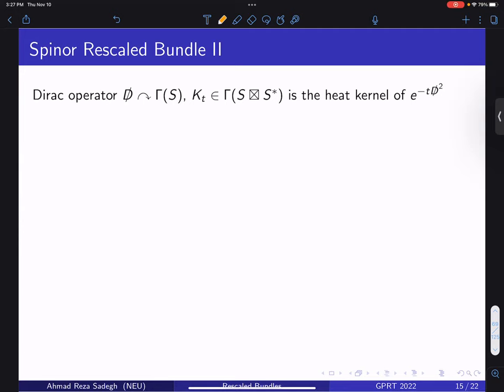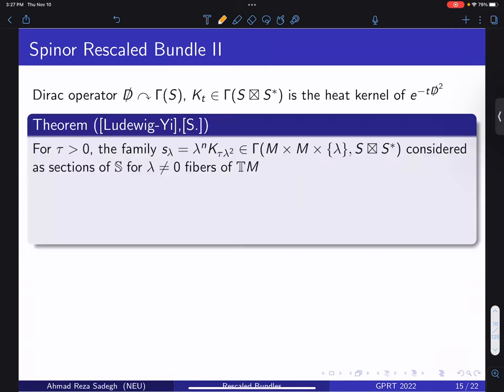And you can look at the heat kernel associated with it. If you look at the heat operator e to the negative t D squared, it is a smoothing operator, so it has a smoothing kernel, which I call k_t. Note that this k_t can be looked at as a section of S box tensor S star, the bundle that we started with to construct the rescaled bundle, at least what Higson and Yi did.